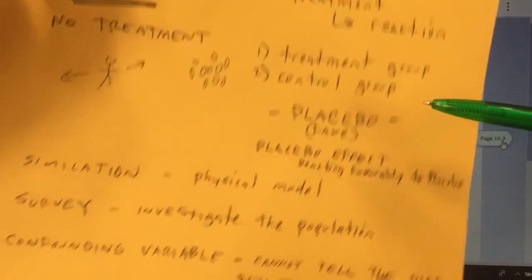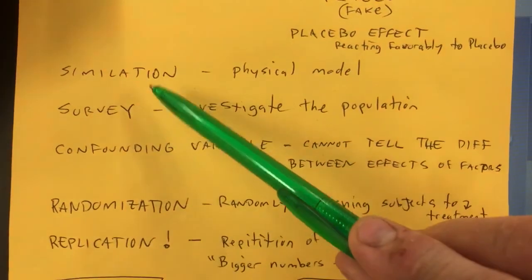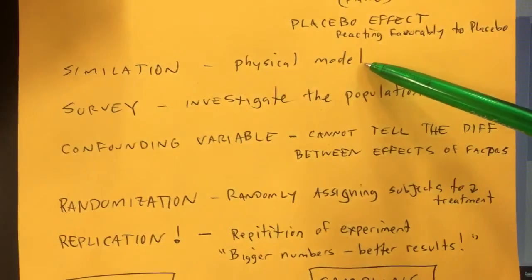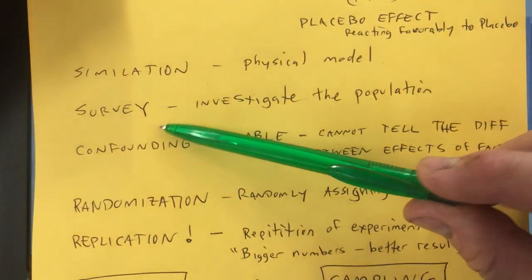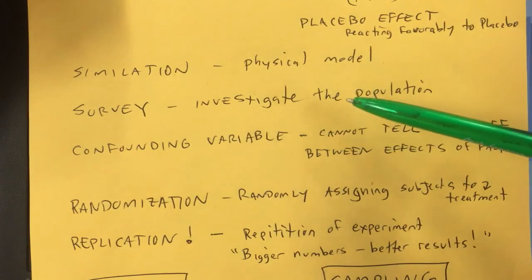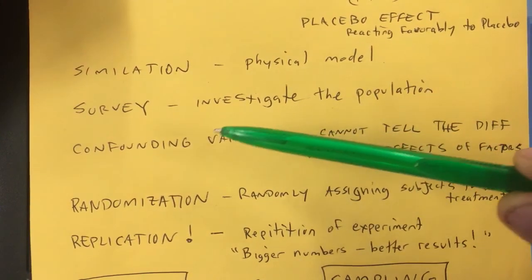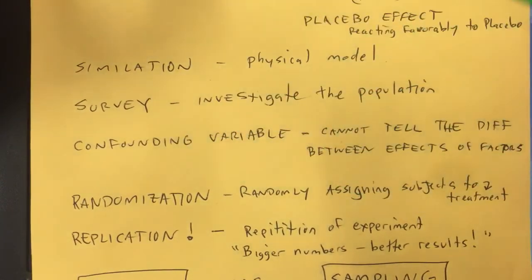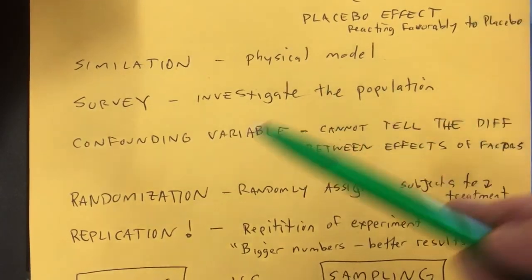All right, we have different kinds of experiments and things. That we have, it's called a simulation. That's just a physical model when you simulate something happening. You have a survey. That's when you investigate the population. You could call them on the phone. You ask them questions. They may do something online. But a survey is where you investigate what the population thinks or what they're doing.